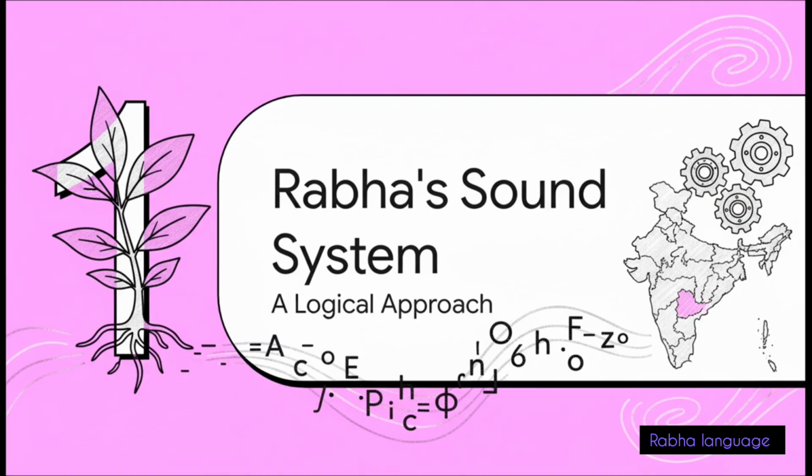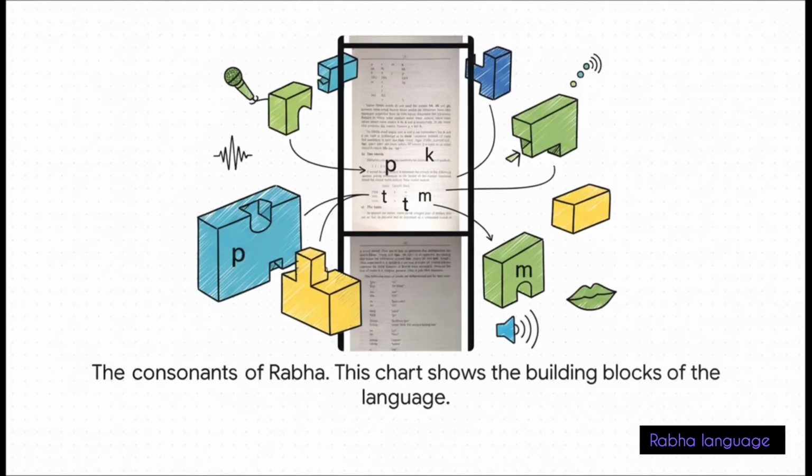Well, that's pretty much what happened with the Rabha language in India. Linguists got involved and helped create a writing system based on the International Phonetic Alphabet, which is a system that's literally designed for one thing: pure logical clarity. Okay, so let's check out the basic building blocks.